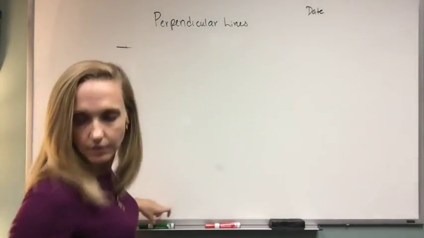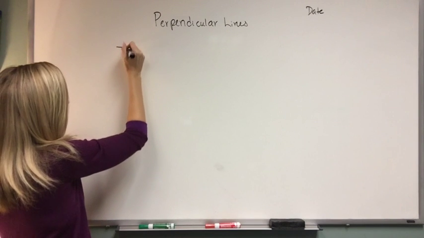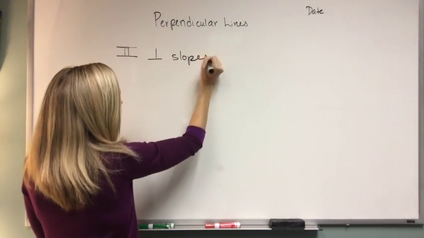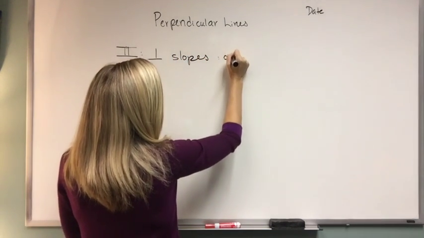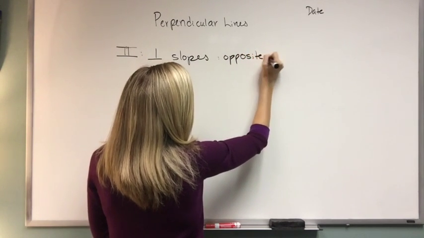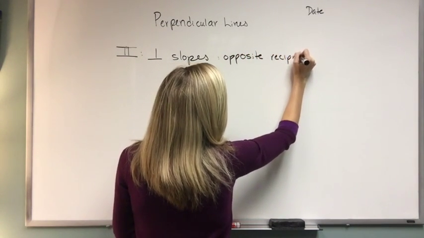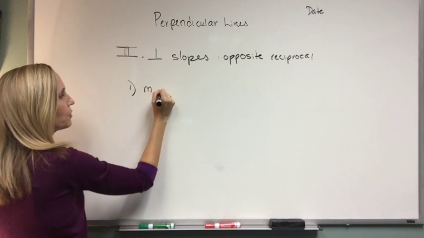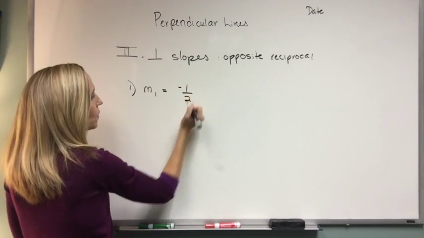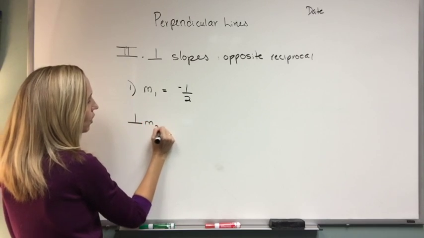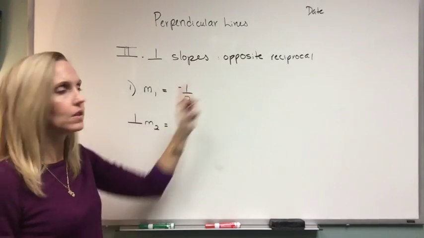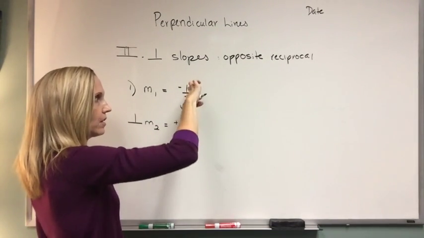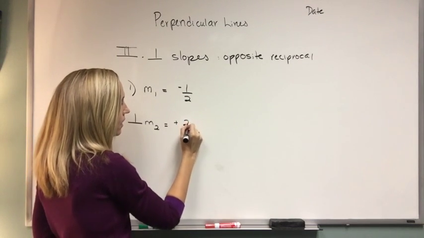So perpendicular slopes, and again, I'm just going to use the notation because we can. Remember, we're looking for the opposite reciprocal. So if the slope of my first line is -1 over 2, what must my perpendicular slope be? Well, we're going to take the opposite. Since this is negative, we're going to make it positive. And then we're going to take the reciprocal, which means we're going to flip it. So instead of being 1 over 2, it becomes 2 over 1.